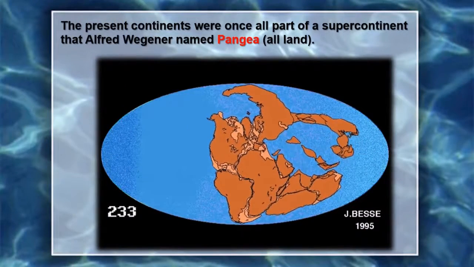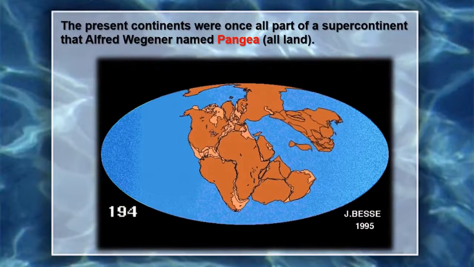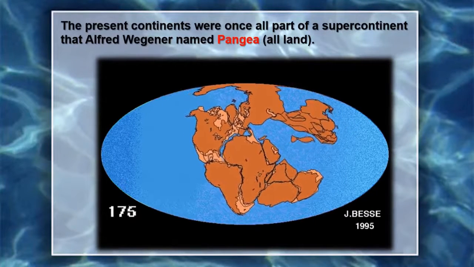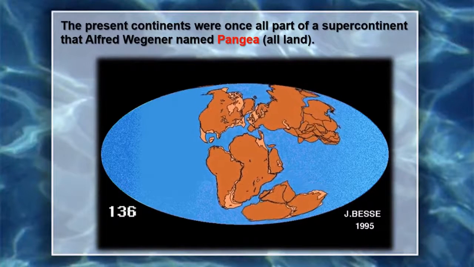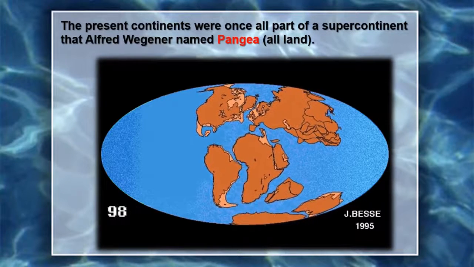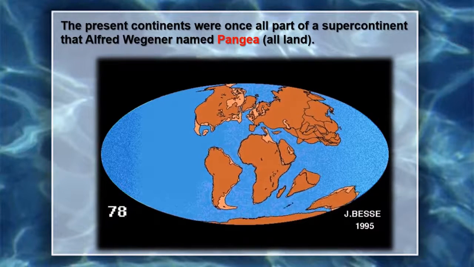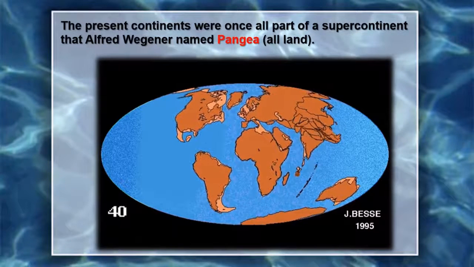In the plate tectonics and supercontinent cycles, the present continents were once all part of a supercontinent that Alfred Wegener named Pangaea, all land. More recent studies of continental matchups and the magnetic ages of ocean floor rocks have enabled us to reconstruct the history of the breakup of Pangaea. Pangaea was not the first supercontinent.